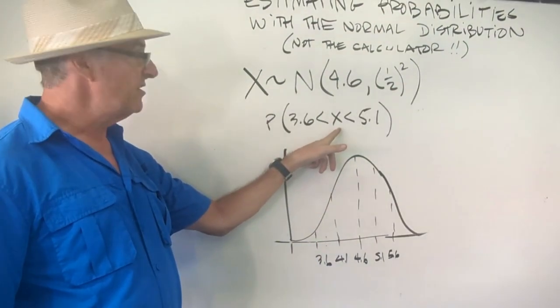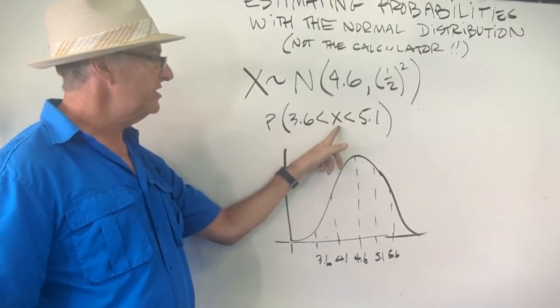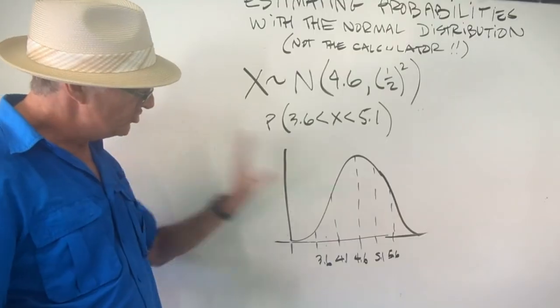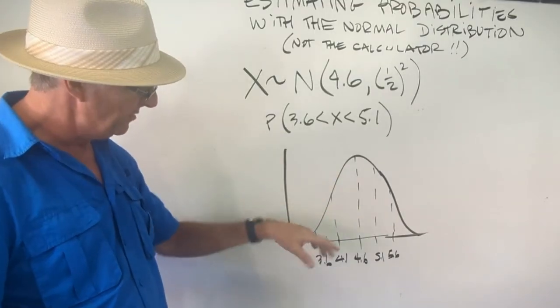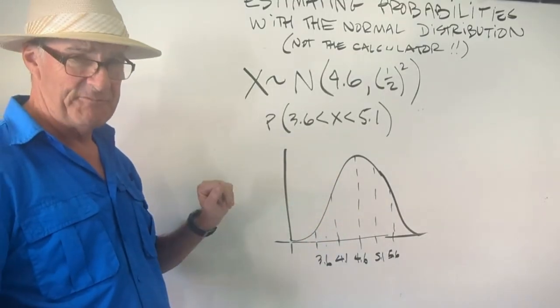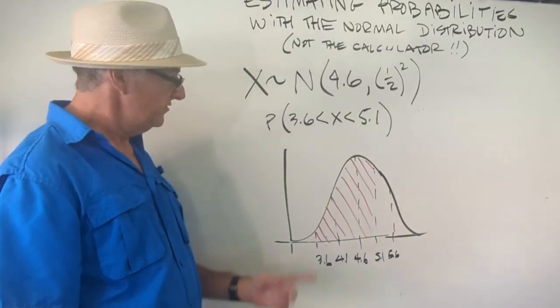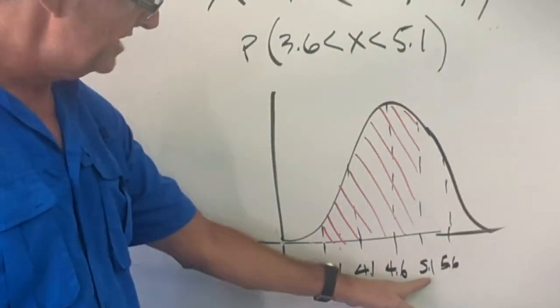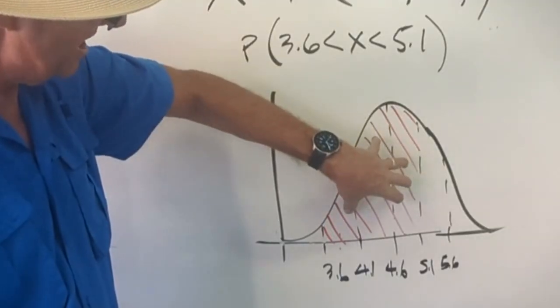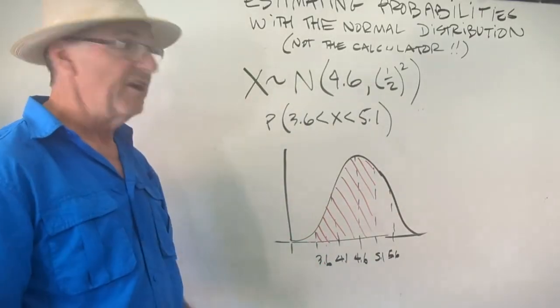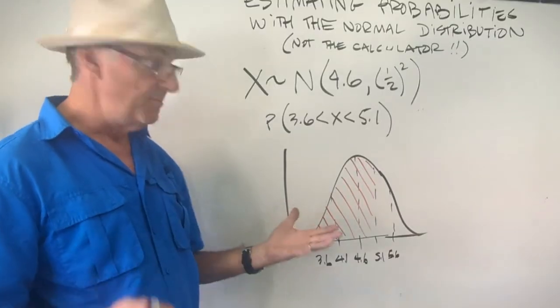What is the probability that random variable x is greater than 3.6 but less than 5.1? So pause the video, shade your diagram. I cleaned mine up a little bit. It's still a little messy, but I cleaned it up for this. So go ahead and shade your diagram and come back. Okay, so greater than 3.6, less than 5.1. That's this area there. Now, I want you to calculate what that area is, or calculate the probability, use the diagram, and come back.